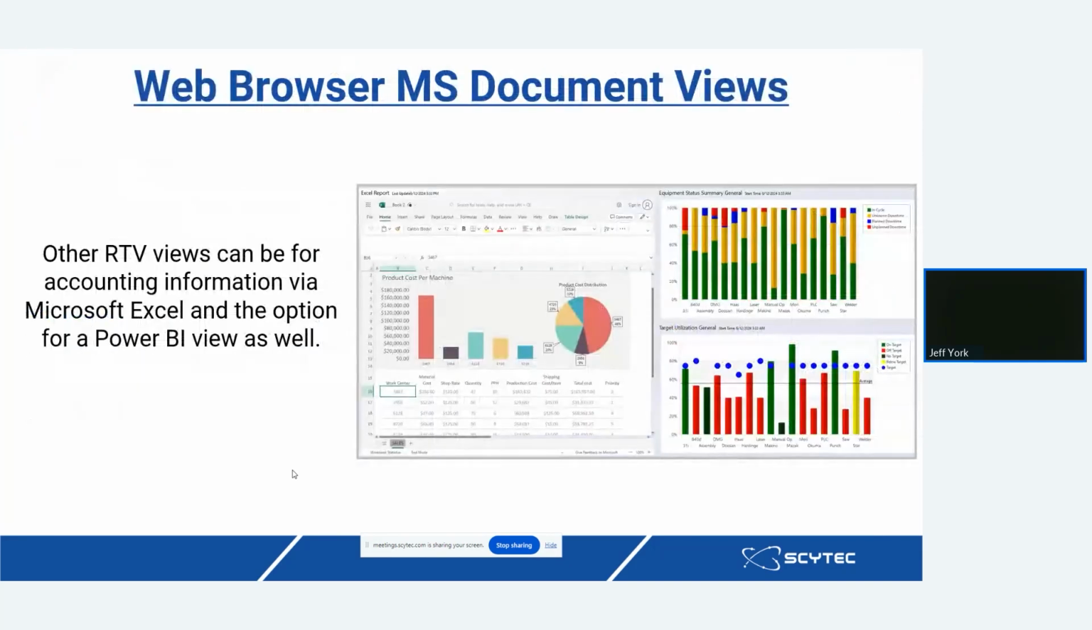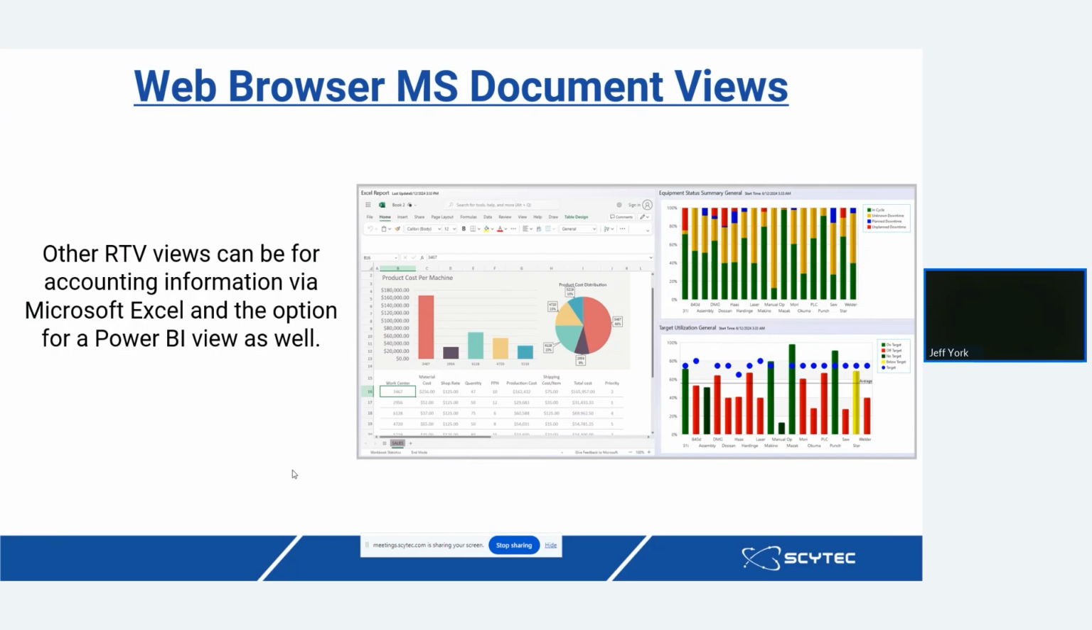One of the other cool things you can do is also have Microsoft document views inside of the RTV, such as a Microsoft Excel or Power BI view. And I'm going to describe how you can do that here in just a second. But if you look over there on the right in that image, you can see that we have some equipment status charts in there, as well as an Excel report for showing some production metrics, financials and stuff like that.